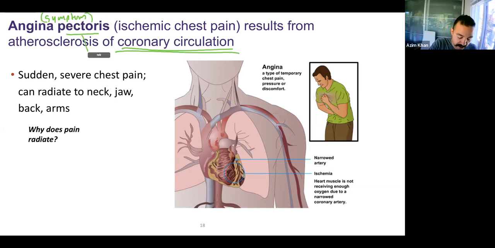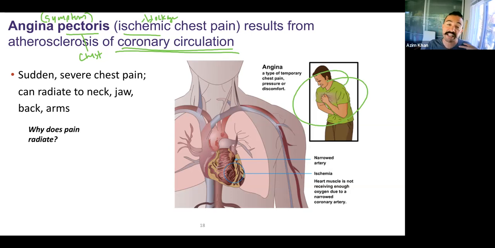Pectoris means chest. Angina is referring to the pain. Ischemic means a blockage of blood flow. So ischemic chest pain is chest pain that you're feeling because you have a blockage of blood flow because of your atherosclerosis in your coronary circulation. You're blocking the blood that is needed for your heart to function, for your myocardium to function. So angina pectoris, severe sudden chest pain.